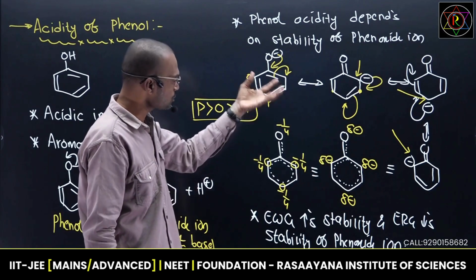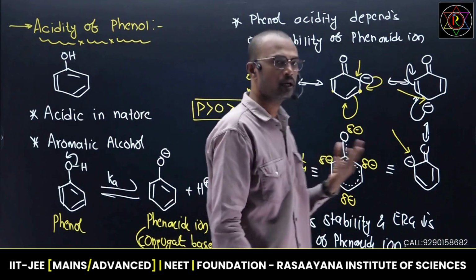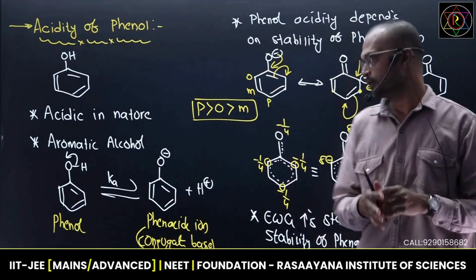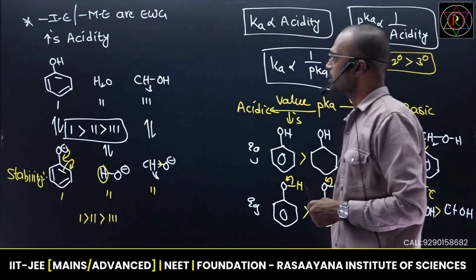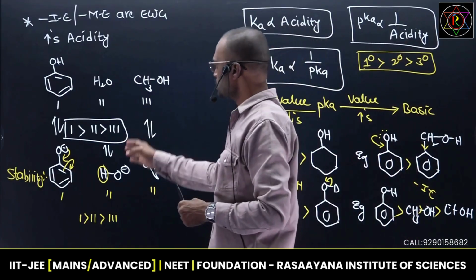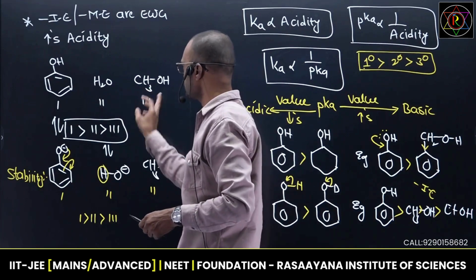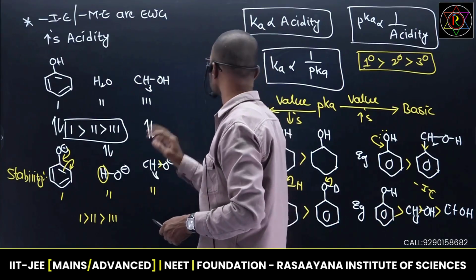So generally when negative charge is delocalizing, we can stabilize that negative charge by substituting electron withdrawing groups. Indirectly I am saying that electron withdrawing groups increase stability as well as acidity. Then go through this. So minus I, minus M increase acidity. These are the general examples. This is stable because of resonance. Here these two don't have any resonance. Here no donor, here donor. That's why it is unstable, least acidic.